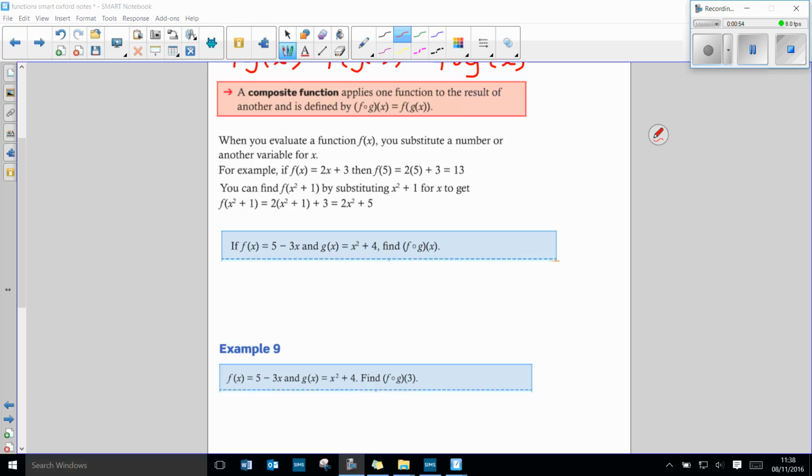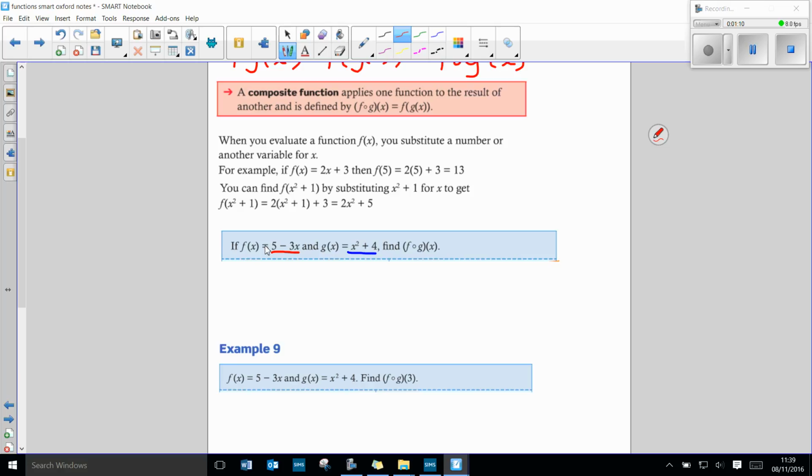Okay, so it's easier just to start with our two examples. Here we've been told that f(x) is 5 minus 3x and g(x) is x squared plus 4. We're asked to find f∘g(x). So the g is happening first.